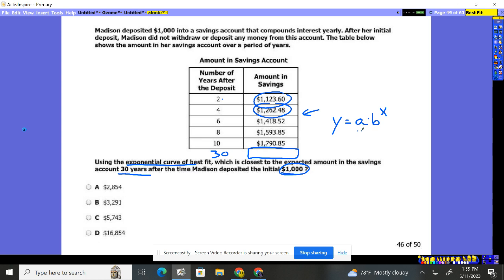I'm going to tell you, just guessing, that it's going to be much larger, because as it grows, it's either that or it's going to be 5,000. But I'm going to go with 16,000, because after 30 years, your money can grow quite a bit. That's why you say invest early.